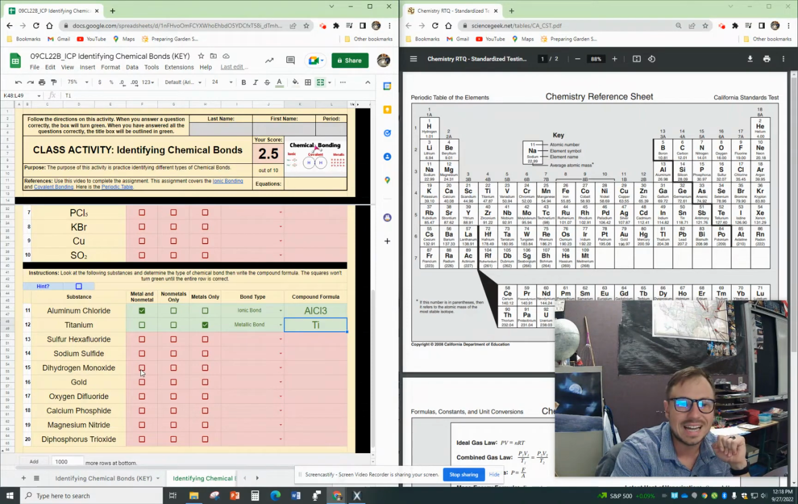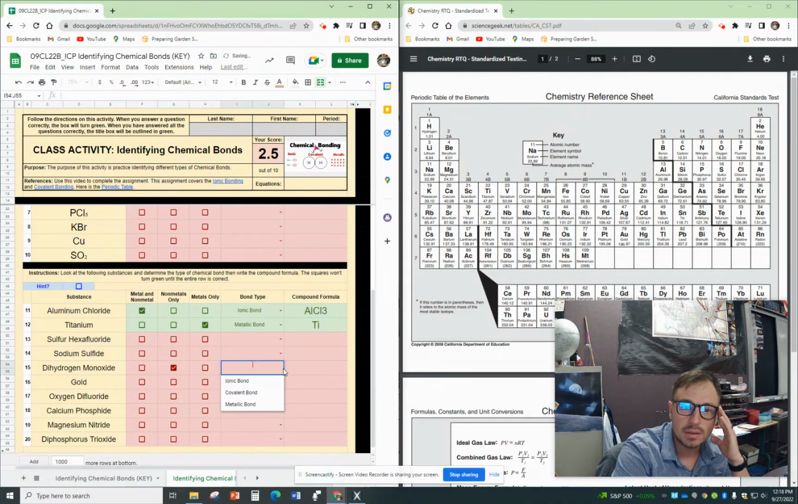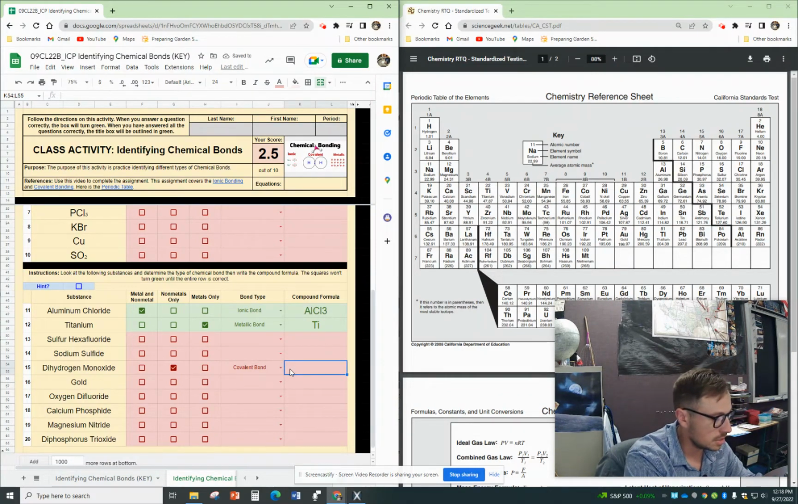Number 15, dihydrogen monoxide. Just looking at that, hydrogen is a nonmetal, so is oxygen. It's nonmetals only, meaning it will be a covalent bond. So dihydrogen means I have two hydrogens, monoxide, that is one oxygen, and I don't need to write the one. It's H2O. That is water.